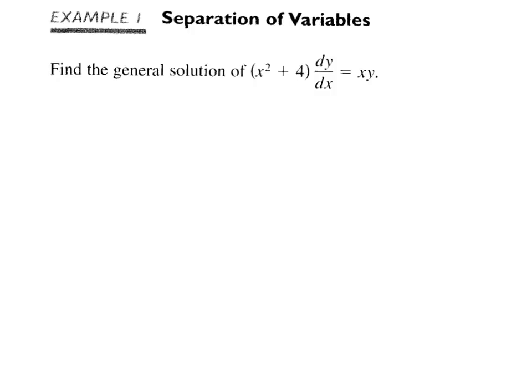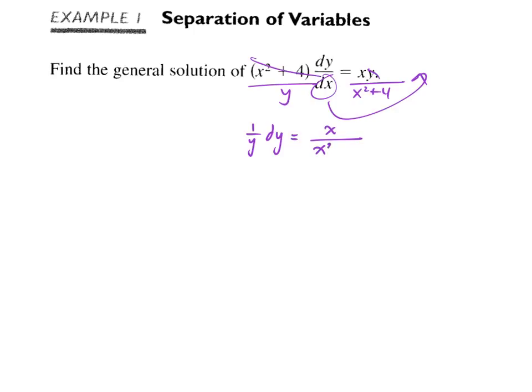So dy, or would you move the x squared plus 4 to the other side? Sure. And then you'd have first dy times 1 over y. You're saying do this, then bring the y over here. This is no longer here. Bring this over here. Right? Yeah. So that gives me 1 over y dy and x over x squared plus 4 dx.